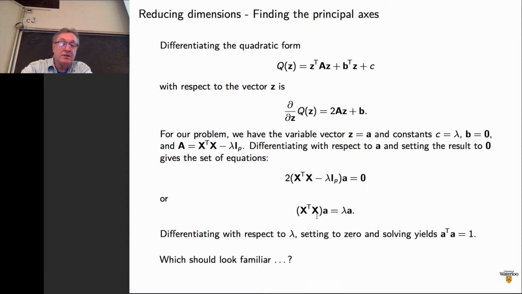And I think we got to all of this last day. So X transpose X A equals lambda A, and that suggests that A must be an eigenvector of the matrix X transpose X, and lambda its corresponding eigenvalue. Okay, any questions? Anyone not seen eigenvectors and eigenvalues? Good. So that should look familiar. You should recognize that as the defining equation of an eigenvector and eigenvalue. Remember, A has length 1 here.